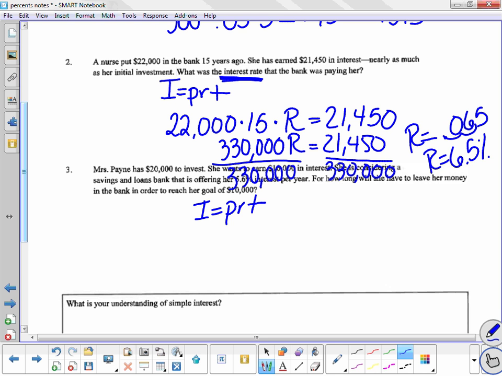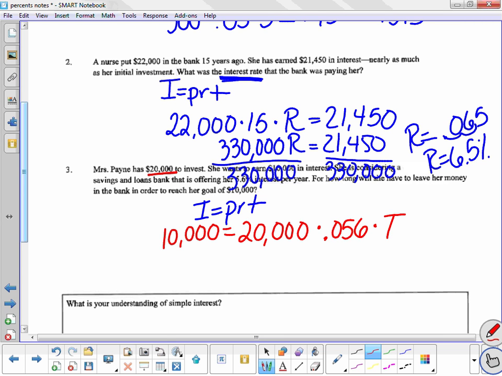We know that her goal is $10,000. That's the interest she wants to earn. We know that the principal is $20,000. That's the amount she's investing. We know that the rate is 5.6%. When you make that a decimal, divide by 100, it's 0.056. And we're solving for the time. Okay? So $10,000 equals 20,000 times 0.056, which is 1,120 T.